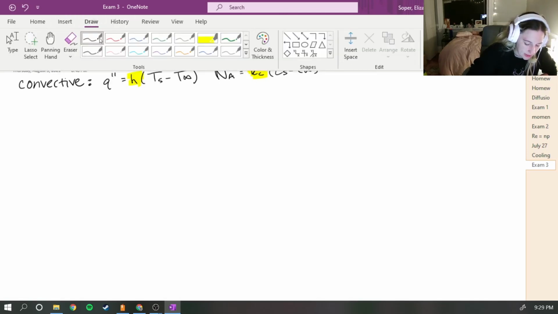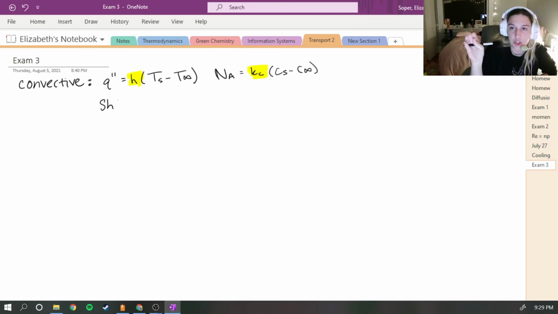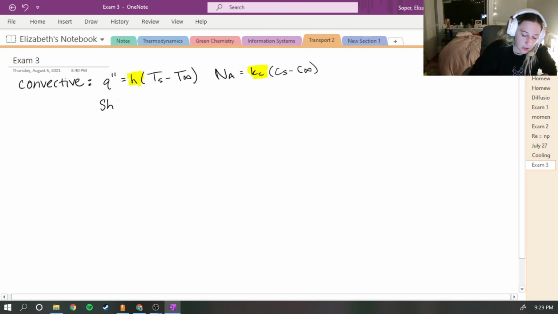Next we can also look at the Sherwood number. We did the dimensional analysis for the Sherwood number during the second exam, and that's how we got that equation, which is coefficient A times the Reynolds number to the power B times the Schmidt number to the power C. We also know that the Sherwood number is equal to the mass transfer coefficient times the diameter over the mass diffusivity. And like I said, that equals coefficient A times the Reynolds number to the B power times the Schmidt number to the C power.